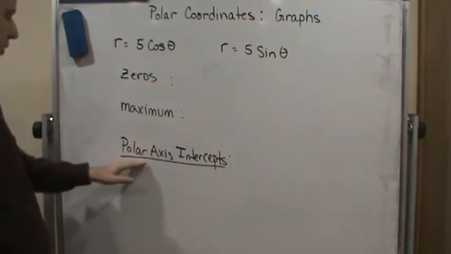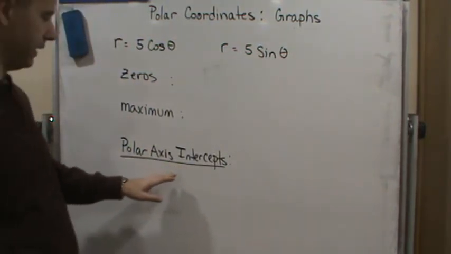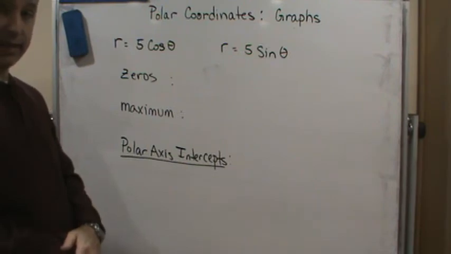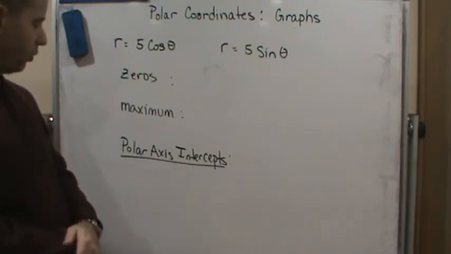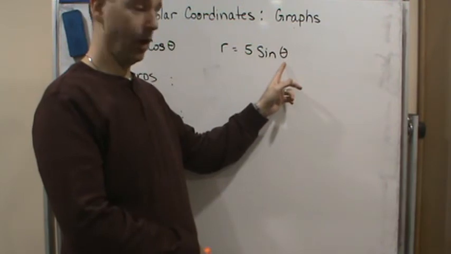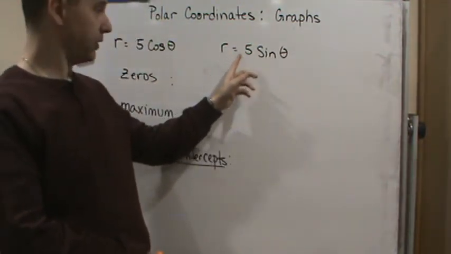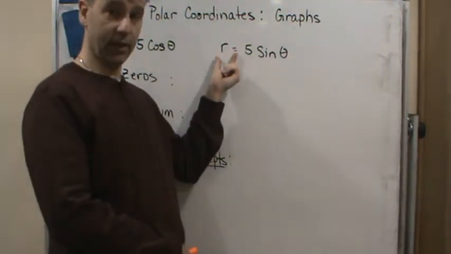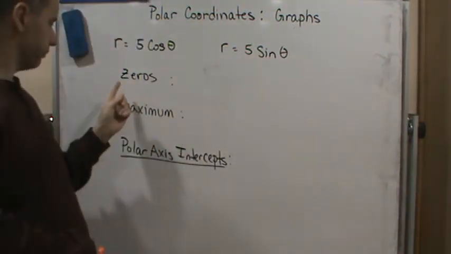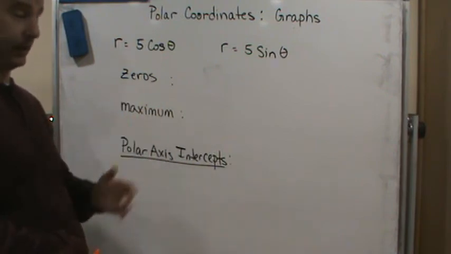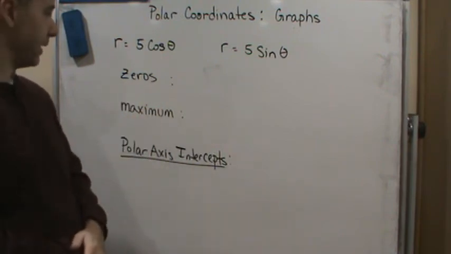Then of course there are polar axis intercepts. This is where the graph intersects the x-axis, and we want to find where those are. That's where we set theta equal to 0 and find out what the value of r is. For example, if theta is equal to 0 here, r is 0. That's the same as the pole. These are the same because zeros are where it intersects the origin, which is part of the polar axis. That should make sense.